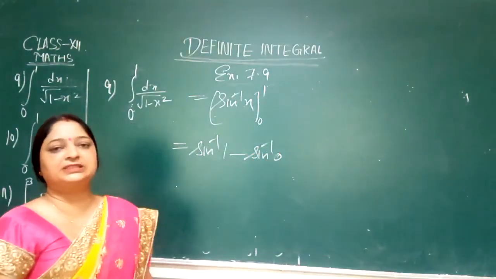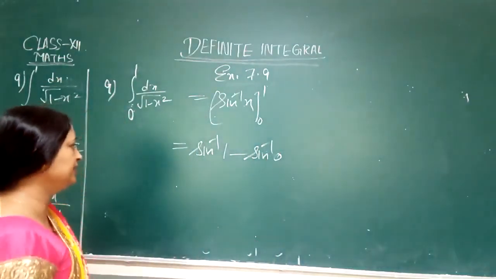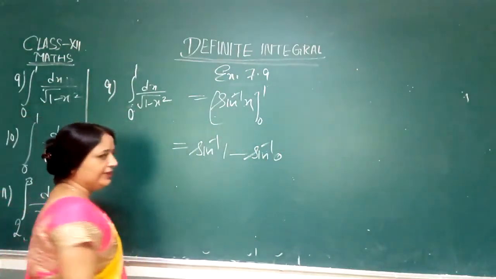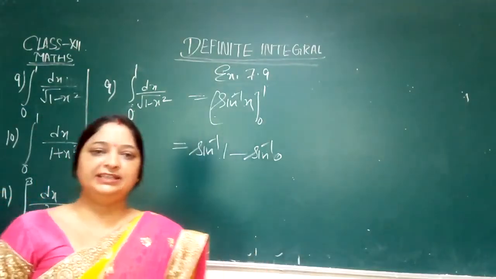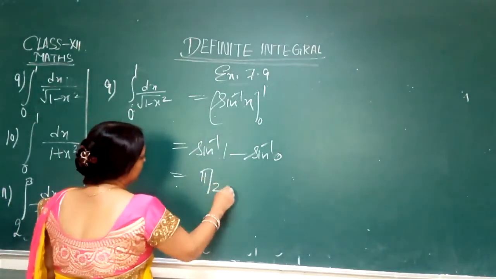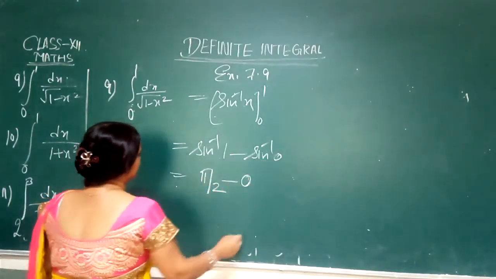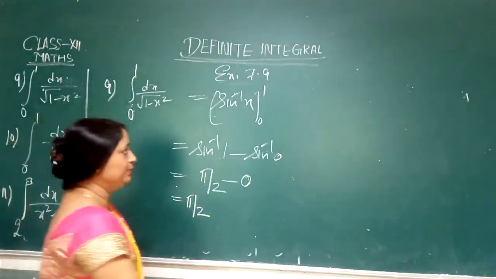Now from the chapter inverse trigonometry, you know that sin inverse 1, what is the value of 1 in the form of sin? That is 90 degrees, so pi by 2. Sin inverse 1 is pi by 2 and sin inverse 0 is 0. So what is the answer in question number 9? That is pi by 2.